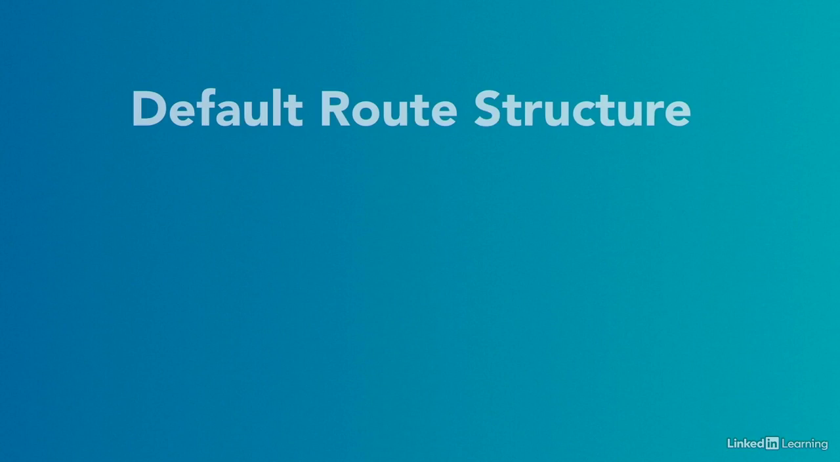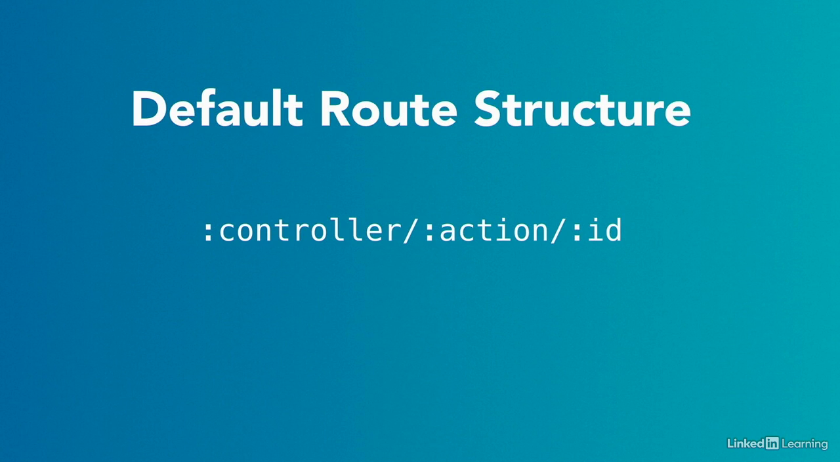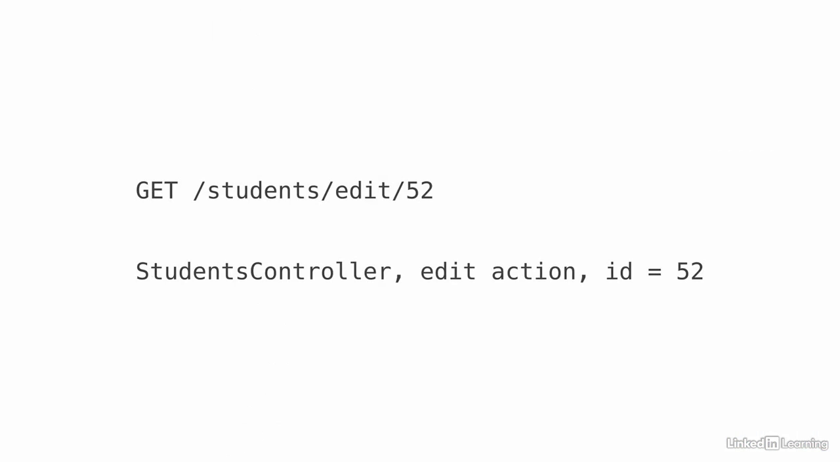The second type of route is the default route. And as we'll see, this is more flexible than the simple match route. Default routes have this basic structure: controller, followed by action, followed by ID. Here's an example. Let's imagine that a request comes into the web server for students/edit/52. The default route would look at that and say, well, that first portion must be the students controller. The second portion must be the edit action, and the last portion must be an ID of 52.